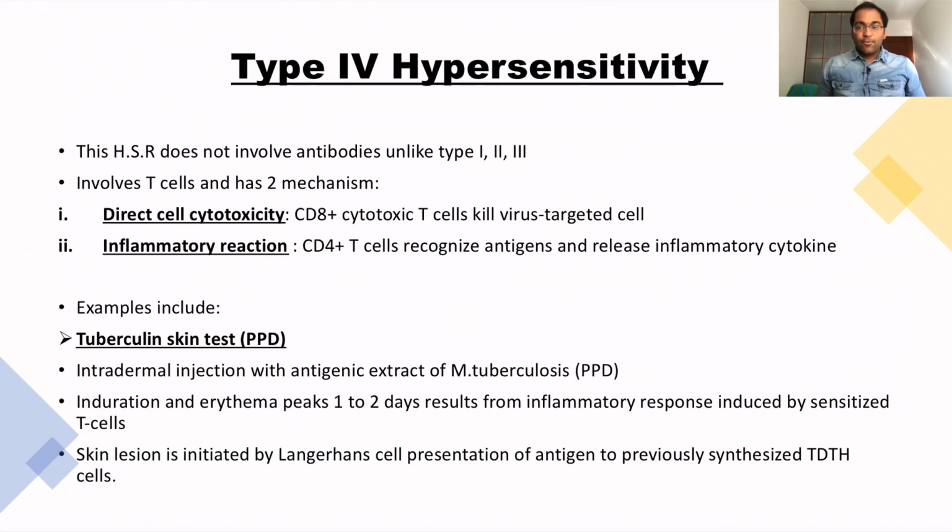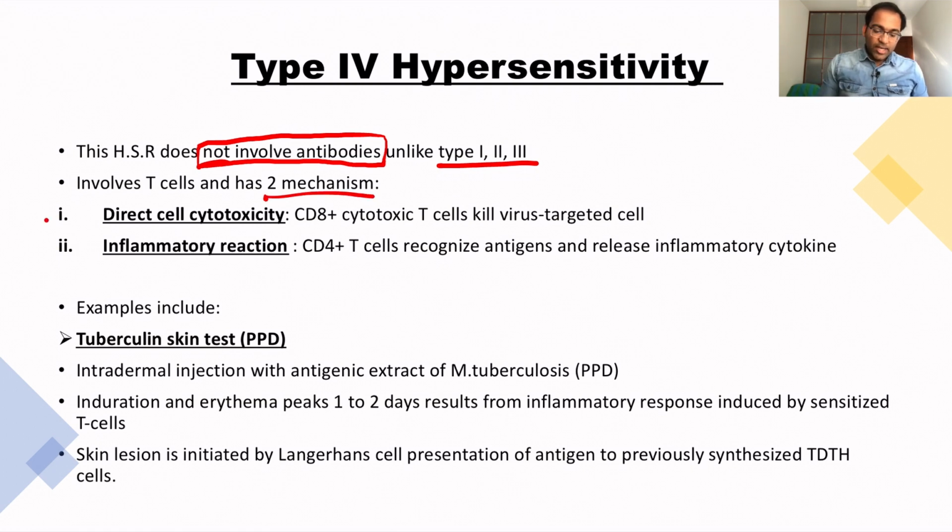Now the last is type 4 hypersensitivity reaction. This hypersensitivity reaction does not involve antibodies. This is the first point you should be aware of and have to remember for life. This reaction does not involve antibodies, unlike type 1, type 2, and type 3. It rather involves T cells, and there are two mechanisms to it. One is direct cell cytotoxicity and the other is inflammatory reaction.